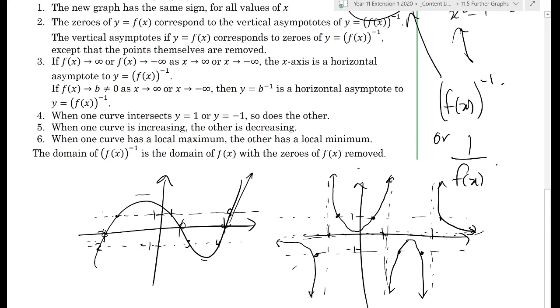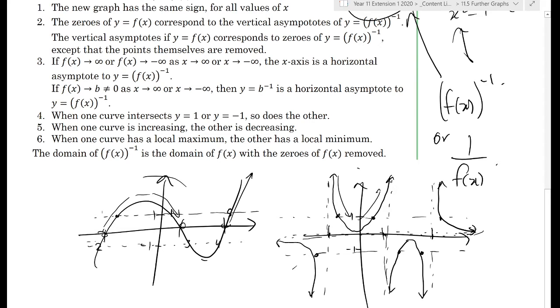If f of x is increasing, the reciprocal is decreasing. So this one's going up, so this one's coming down. This one's coming down, so this one's going up. Basically, you're doing the opposite. This part of the graph is positive, this part of the graph here is positive.